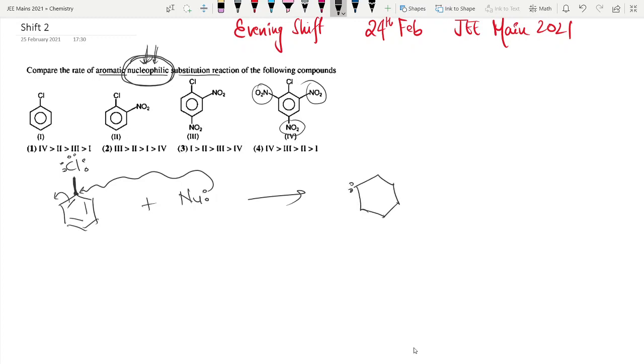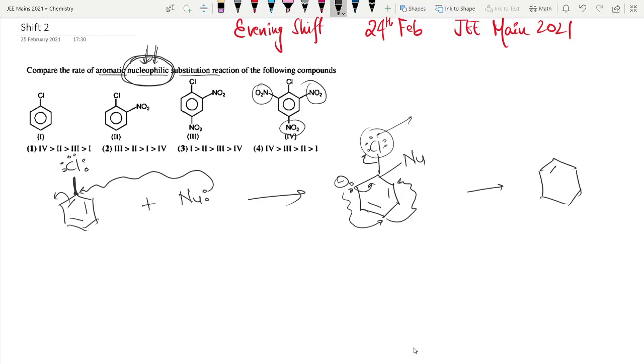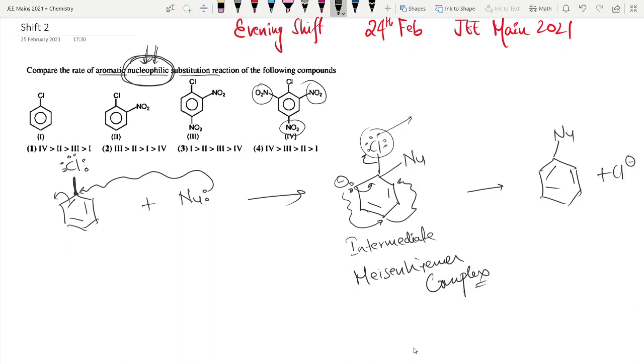And then a carbanion is being created, and the nucleophile joins here, and then this minus charge through conjugation can move here, and then it can also move here. After this attack, the chlorine can leave, and from any resonating structure you can make it like this, and then you have the nucleophile here and Cl minus. So this is the intermediate. It's a carbanion intermediate, but often it's called the Meisenheimer complex.